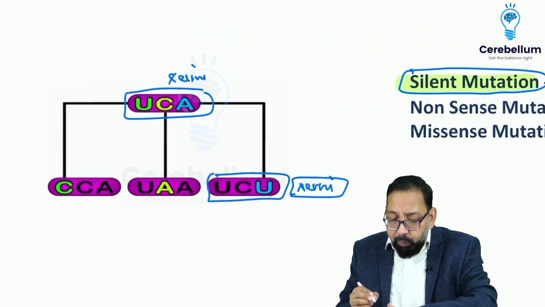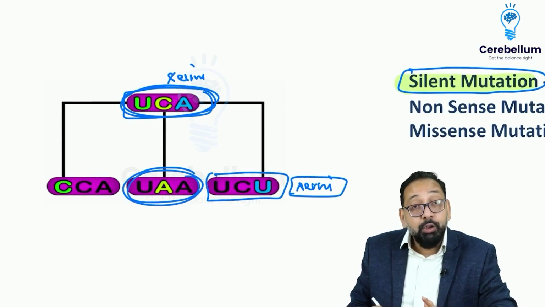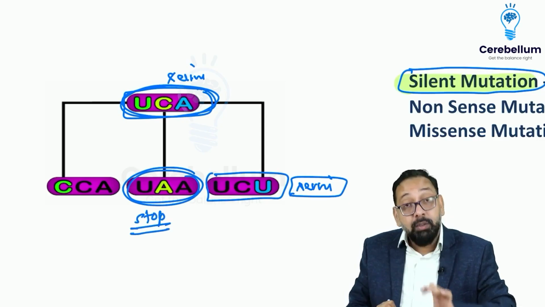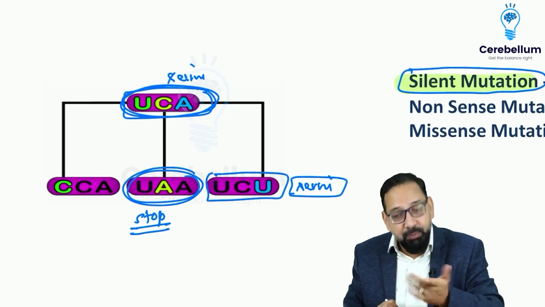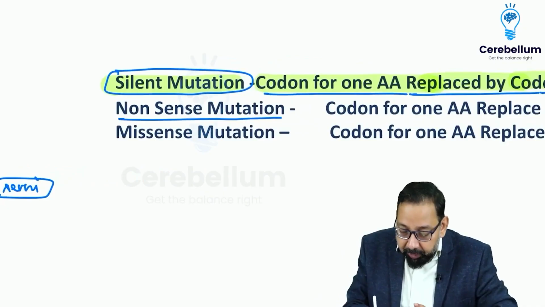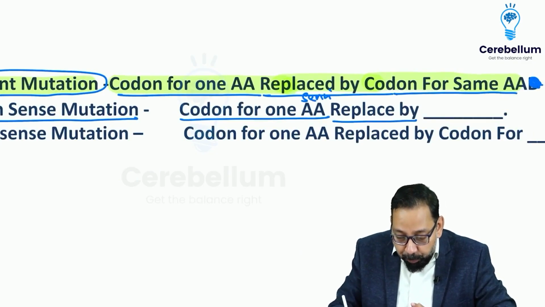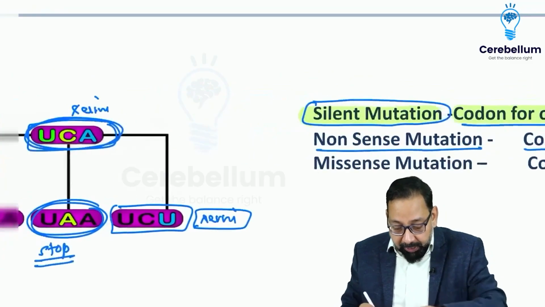If a mutation occurs and UCA is converted to UAA, UAA is a stop codon. So if a stop codon is produced by mutation, that is called nonsense mutation. Nonsense mutation means a codon for one amino acid, just like in this example serine, is replaced by a stop codon. Yes, UAA, stop codon, that is nonsense mutation.